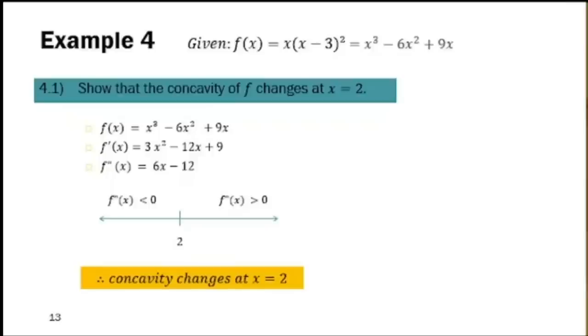How would you get marks for this? You would get a mark for linking the second derivative with the concavity, a mark for getting the second derivative of 6x minus 12, and then a mark for our explanation.